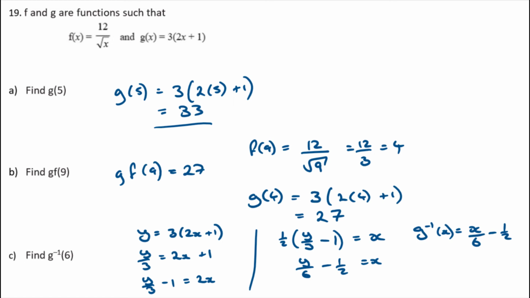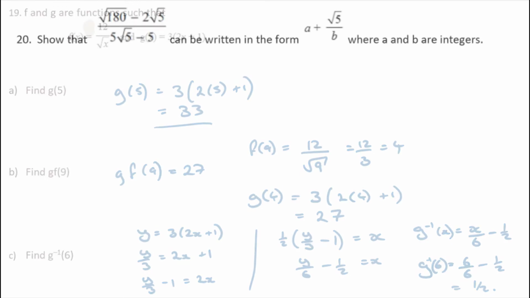Okay, so then what is g to the minus 1 of 6? G to the minus 1 of 6 is going to be 6 over 6 minus a half. 6 divided by 6 is 1. Take away a half is a half. It's just going to be a half. Okay, job done.